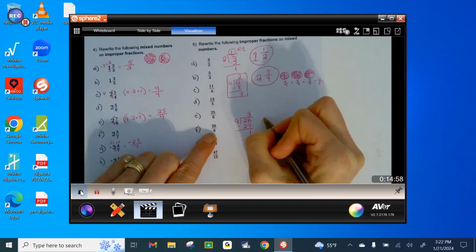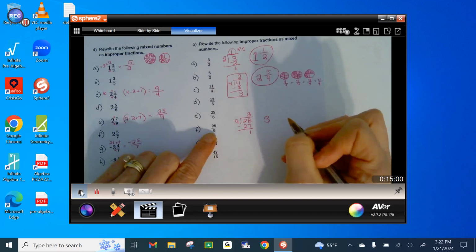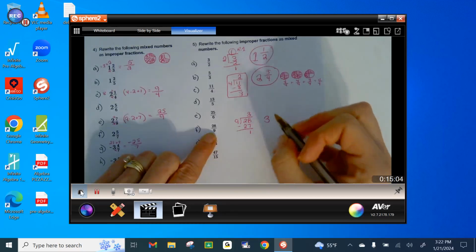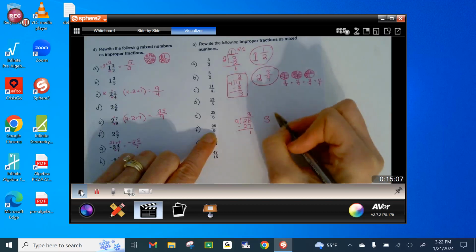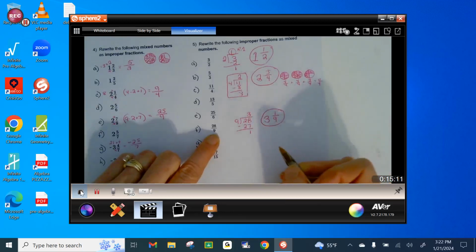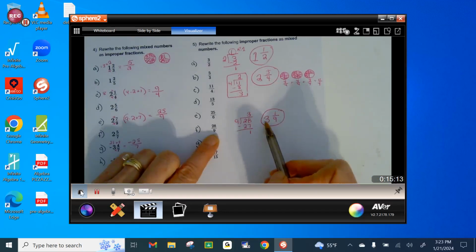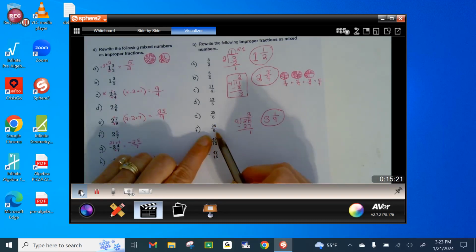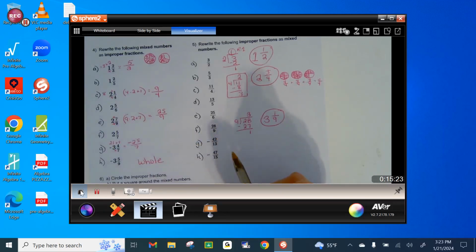So that means we have 3 whole pieces. I don't know if they're circles or rectangles, but there's 3 wholes, and then we have 1/9 left over. So we can fill in 3 circles, say, and then we're going to have 1/9 left over because we divided that into that. We got 3. Then you take the remainder and put it over how many parts the objects have been cut into.